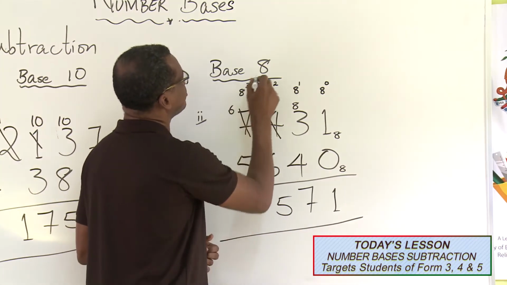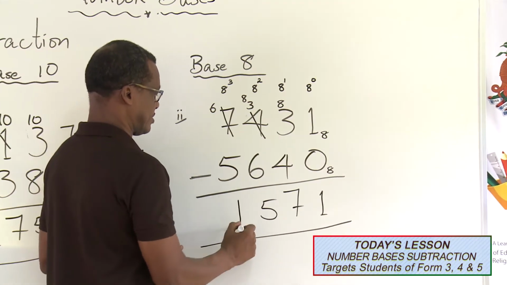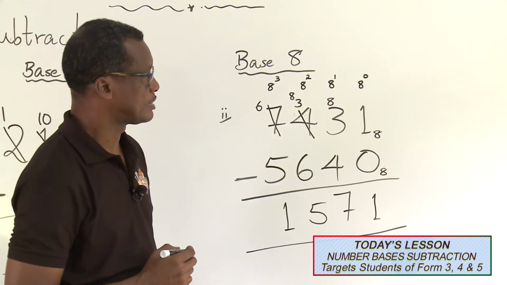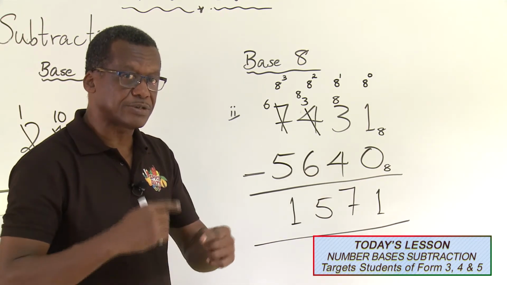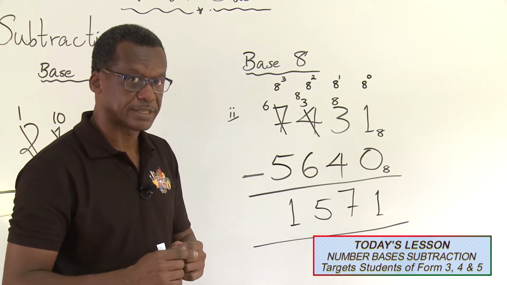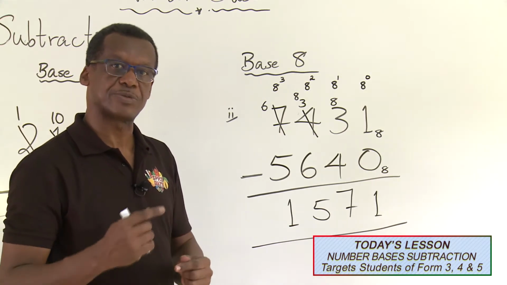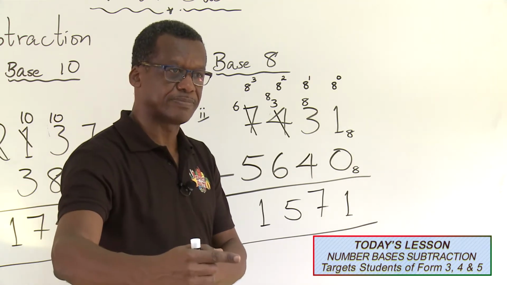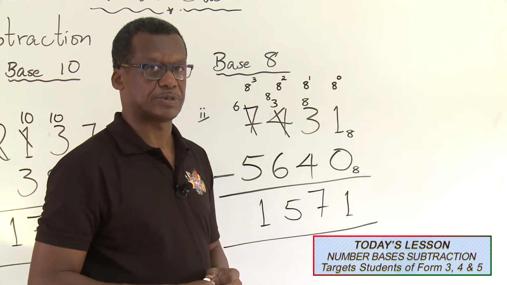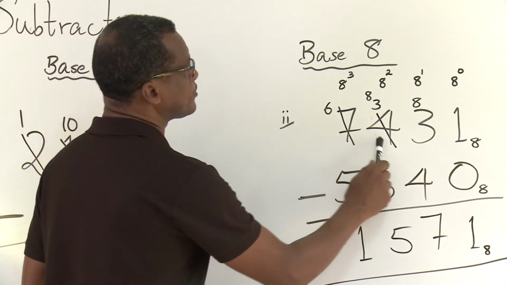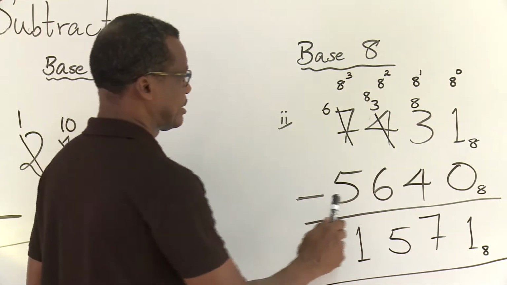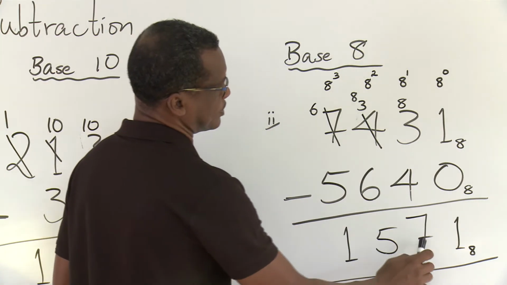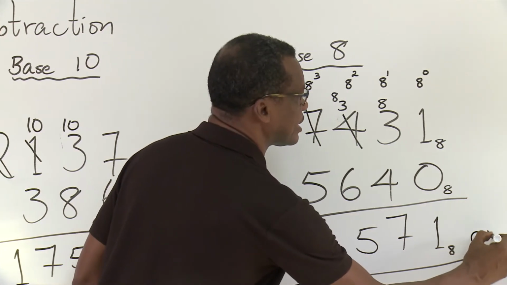Then we move to the next column, 8 to the power of 3. 6 take away 5. That one is simple, no regrouping here. It's 1. Let's double check, because we are now thinking in groups of 8. It's not groups of 10, as we are accustomed to. So every time we regroup and we go back to the previous column, it's going to become 8 of those groups, because we're working in base 8. 7431 base 8, subtract 5640 base 8, gives us a result of 1571 base 8. And that's our answer right there.